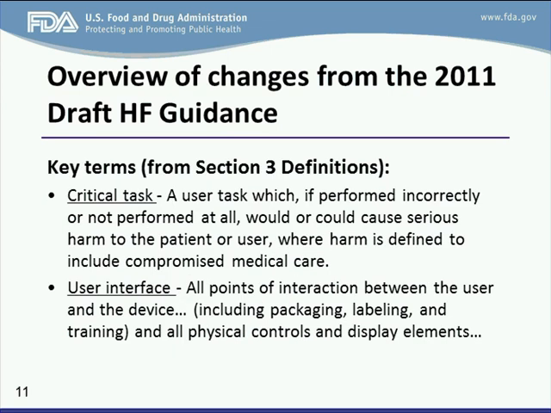Some quick terms. We've added a definition section to this document. Some key terms I wanted to touch on before we get going, because they'll come up in this session and show up throughout the guidance document, are critical task. This is a user task that, if performed incorrectly or not performed at all, would or could cause serious harm. The keyword there is could. The idea here is we want to look at all of the critical tasks that could lead to serious harm.